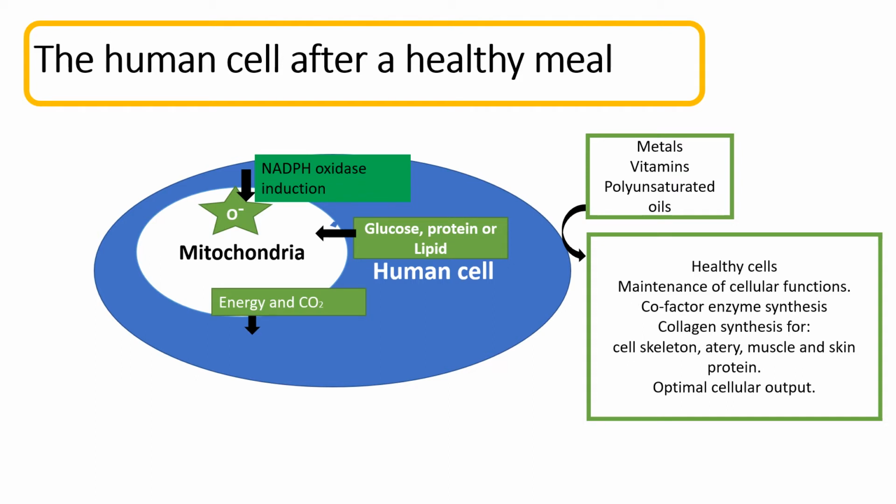The flow of the macronutrients enters the mitochondria and induces expression of the enzyme NADPH oxidase, which allows oxygen uptake in the cell and transfer to O-, which finally results in energy production for maintaining the cellular function, such as synthesizing the protein collagen, maintaining the skeleton of the cell.